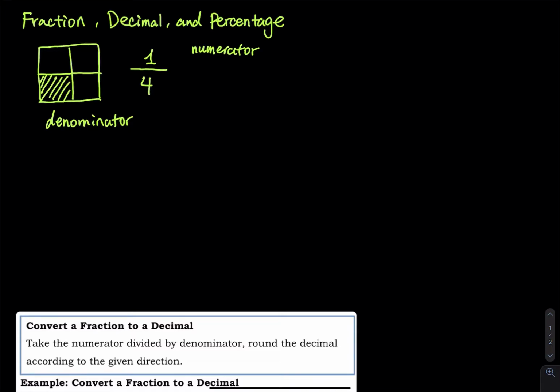All right, and then how do you put that into a decimal? 1 over 4 simply means 1 divided by 4. That equals 0.25. So this one is a fraction, and this number is a decimal. And then how do you convert a decimal to a percentage? I take 0.25 multiplied by 100. That means you move the decimal point 2 steps to the right. That equals 25. So 0.25 is the same thing as 25%.